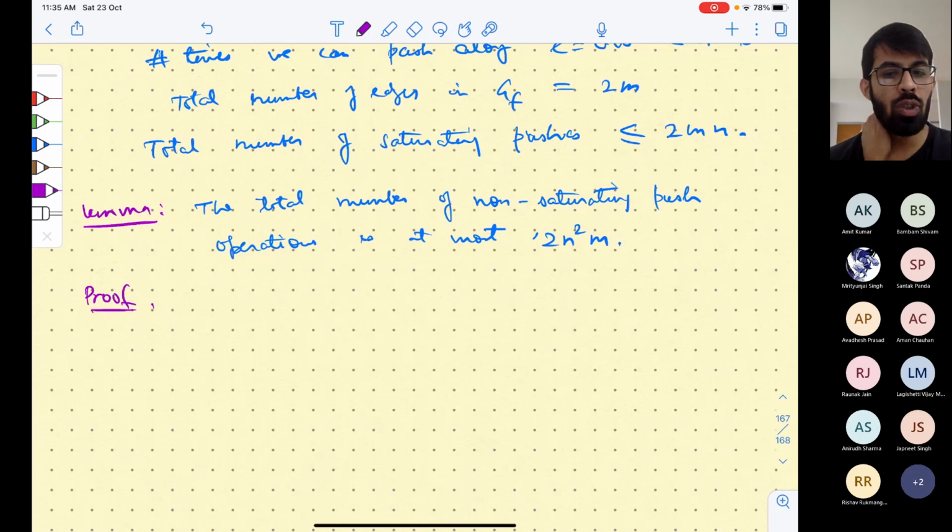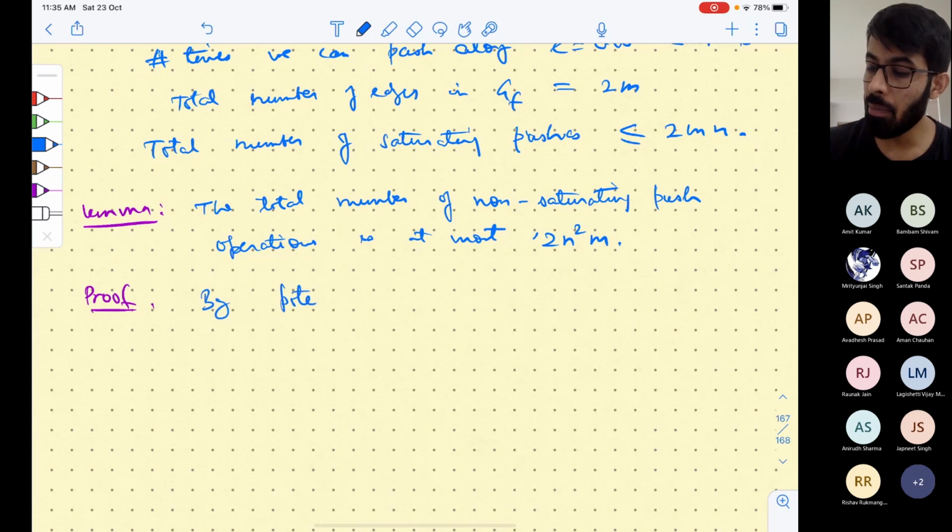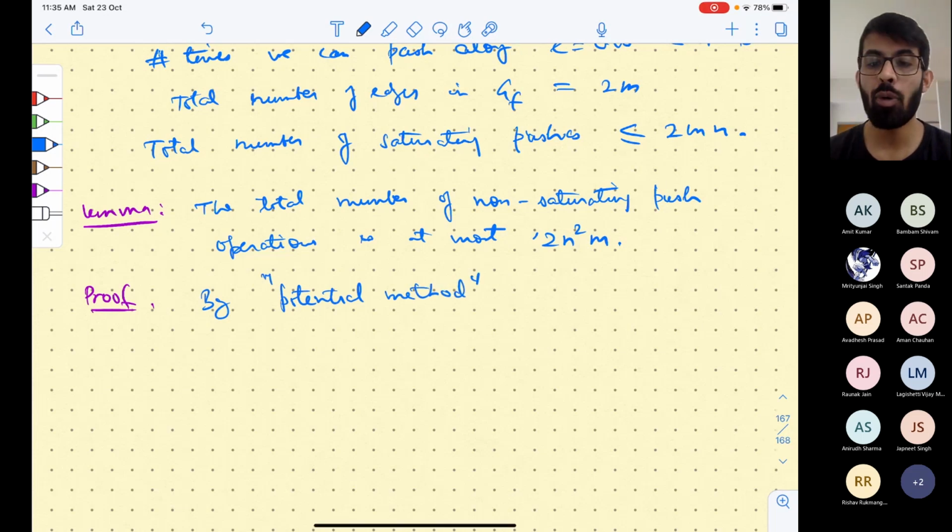And for this proof, we'll use something called the potential method. So what is the potential method? We will define some potential and see how that potential changes. Generally, this kind of proof technique is used in running time analysis when you're not able to directly bound something, but every time something is happening, you can say that either this happens or something else happens. And every time one of these things happens, you can decrease some potential.